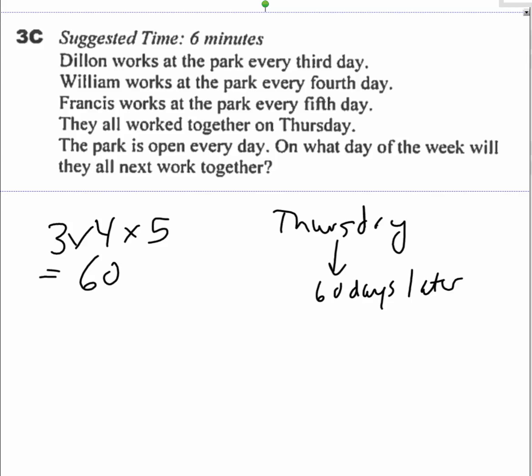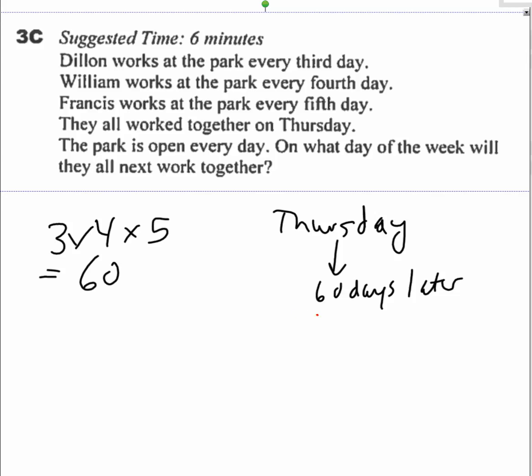So now it asks, what day of the week will that be? Well, one really neat thing is that the days of the week repeat. So every week, every 7 days, if today's a Thursday, 7 days from now will also be a Thursday. 14 days from now will also be a Thursday. 21 days from now will also be a Thursday. So with multiples of 7, it will still be a Thursday. So really, all you have to do is look at the number 60 and ask yourself, what's the closest multiple of 7?